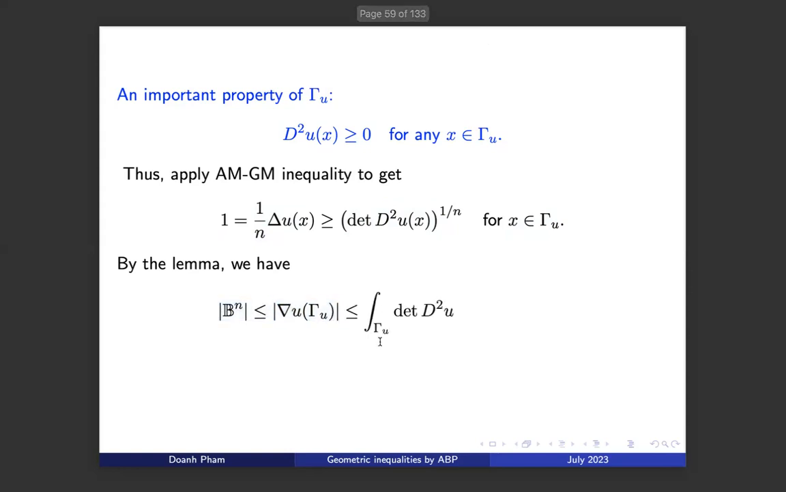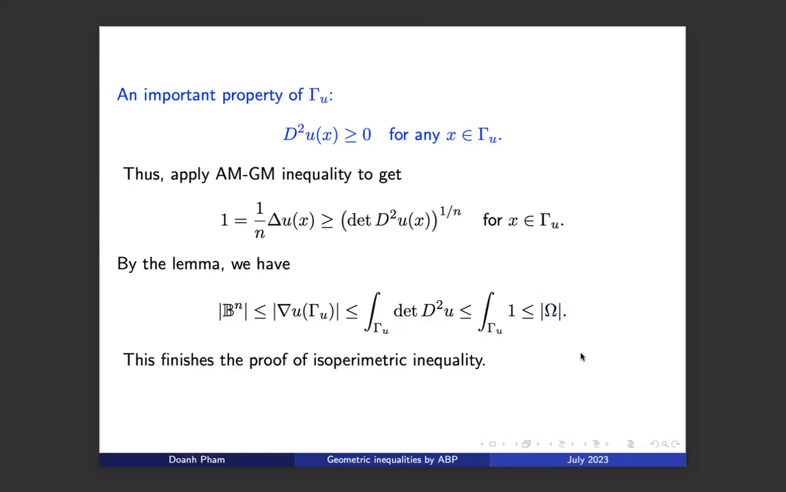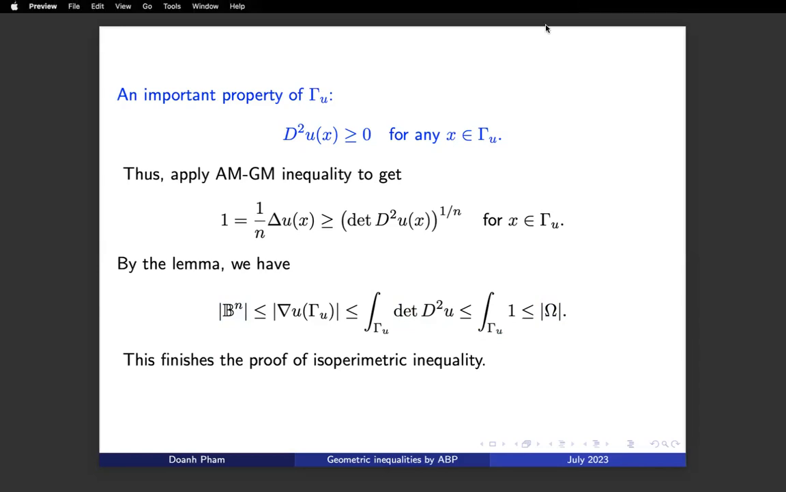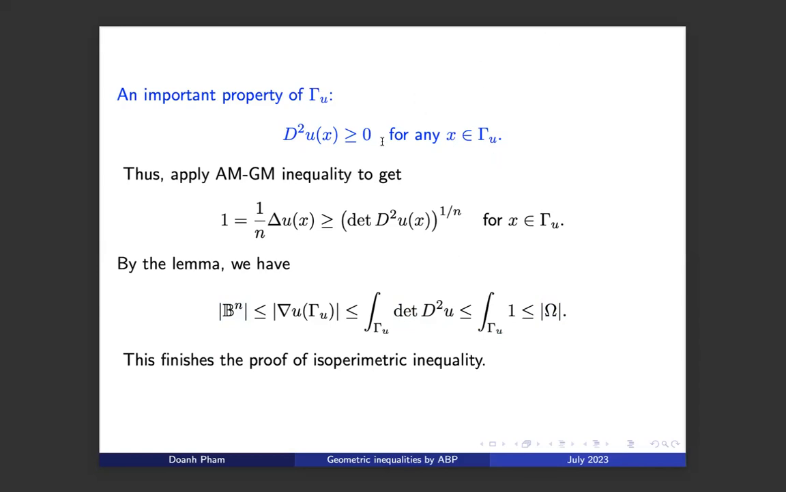And now by the area formula, this is less than or equal to the integral over gamma U of the determinant of the Hessian. And the determinant of the Hessian is less than or equal to 1, as we showed above. Therefore, the volume of the unit ball is less than or equal to the volume of omega. That finishes the proof of the isoperimetric inequality. It is a very short and elegant proof by Cabré, and we are going to explore this idea later.